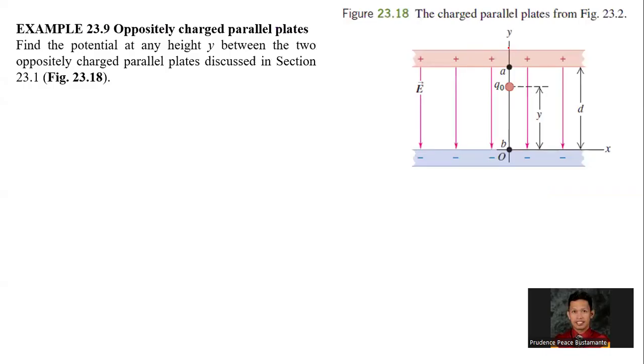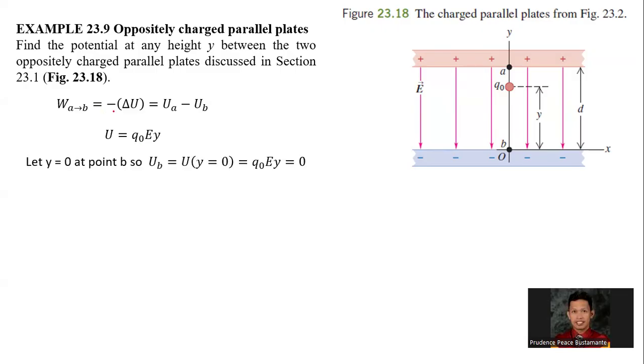So we also have this problem here where we're asked to find the potential at height y between the two oppositely charged parallel plates discussed in section 23.1. If you remember, the work from A to B is just equal to Q sub O E y. So we already calculated this.